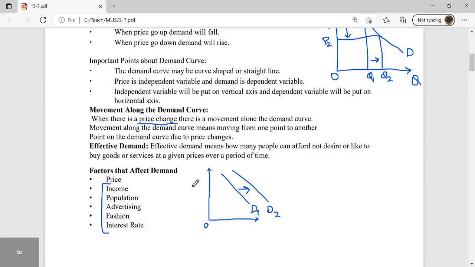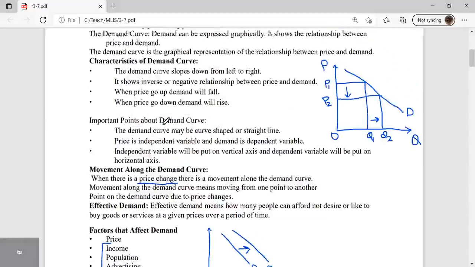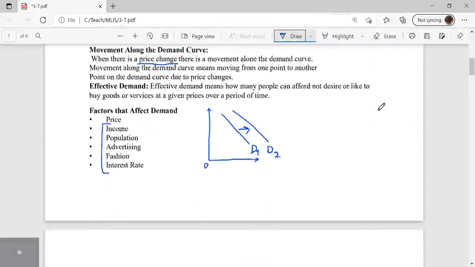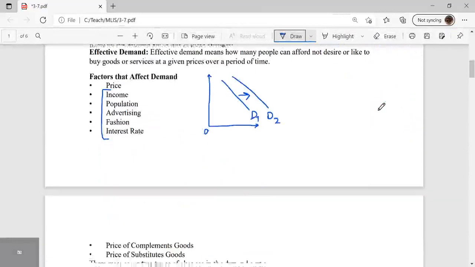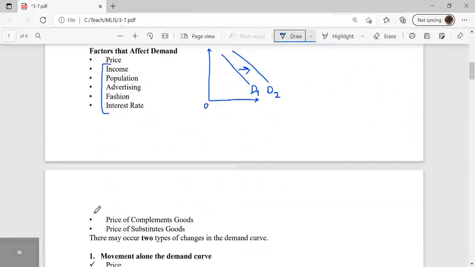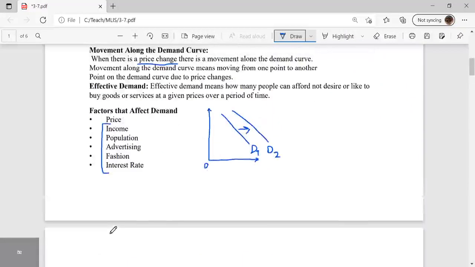What's the reason behind it? The reason is the non-price factors. The change in demand is caused by non-price demand factors. So price is the only factor which leads to a movement along the demand curve, and non-price factors lead to a shift of the demand curve. There are some more over here, so let's discuss them.